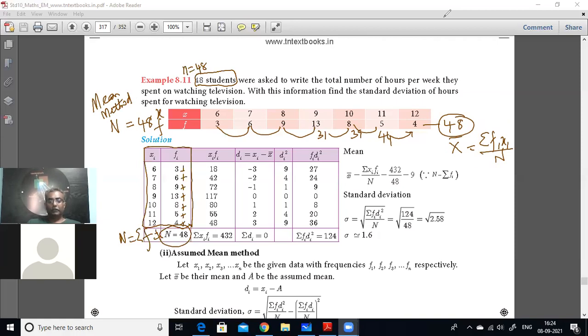Yeah, that is a mean. So sigma xi fi by n is the mean. This is the formula for calculating the mean. Okay, so what you have to do?